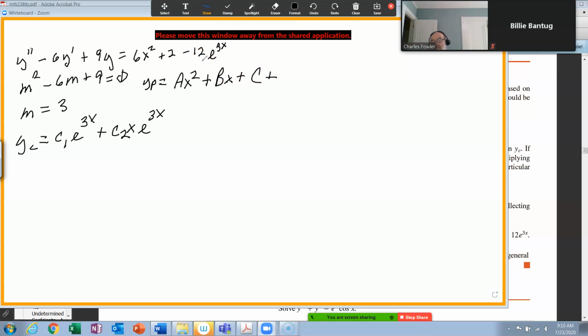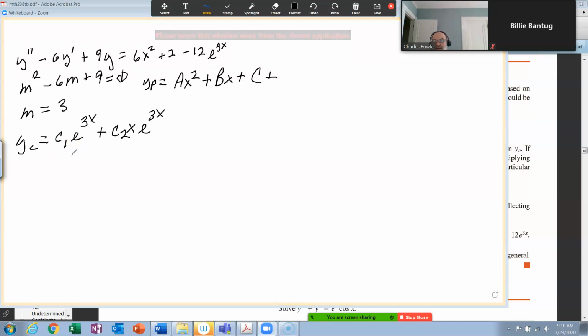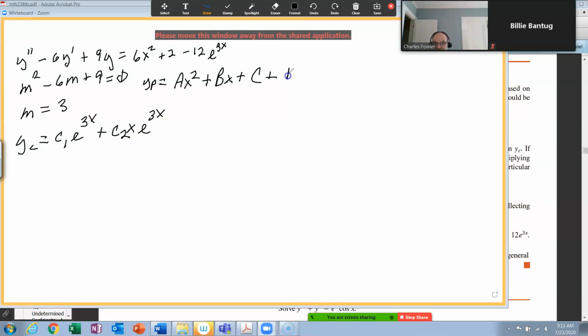Okay, now for this part here, so this is going to be a plus. Normally you would say e, they don't like to use d, e times e to the 3x. You can't use that because they already have one here. So you put an x in there: e x e to the 3x. But you can't use that because you got that one here already. So this time it's going to be plus e x squared e to the 3x. All right, that's going to be our particular solution.